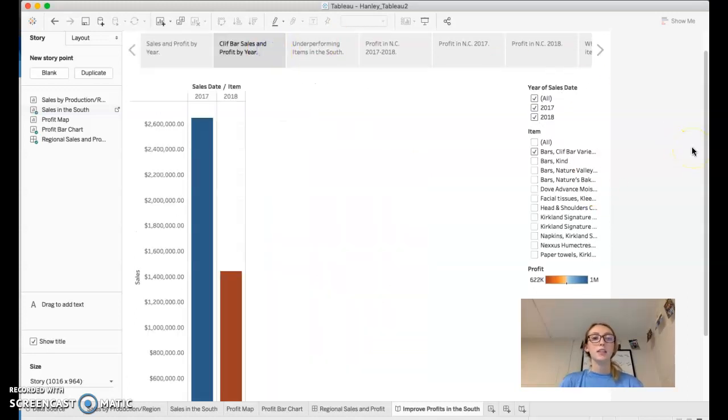The next page is Cliff Bar sales and profit by year. This page is an analysis on the Cliff Bars in the region in both 2017 and 2018. This was just a random item that I chose that showed a large decrease in profit in just one year's time.